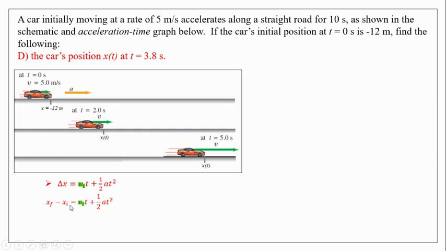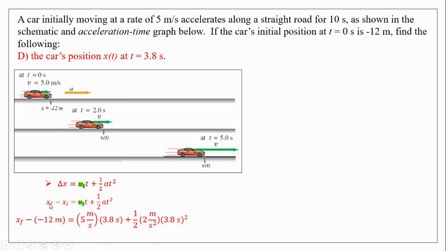Well, I have everything already. VI, I know. T, I know. A, I know. And then XI is given as negative 12. So you have to be careful with your algebra here or your substitution. XI itself is a negative value, and then the operation itself here is a negative. So make sure you use parentheses. It'll prevent a lot of mistakes from happening, okay?